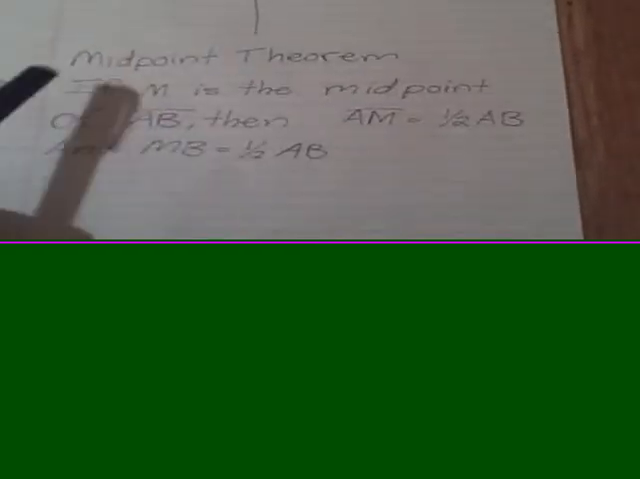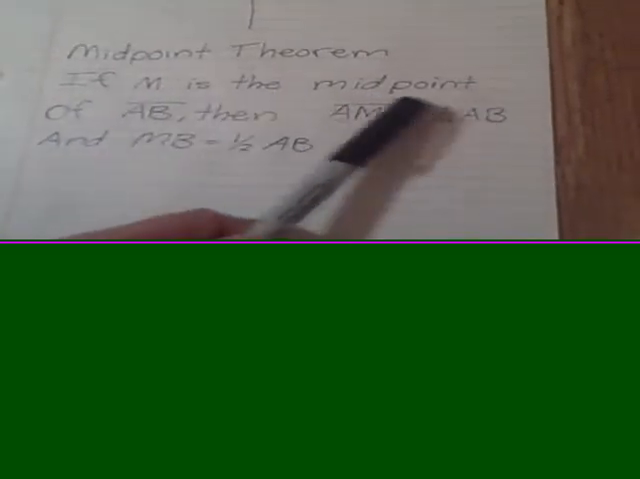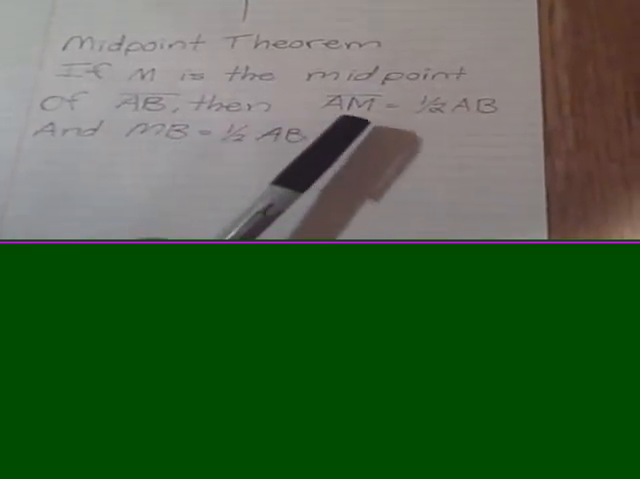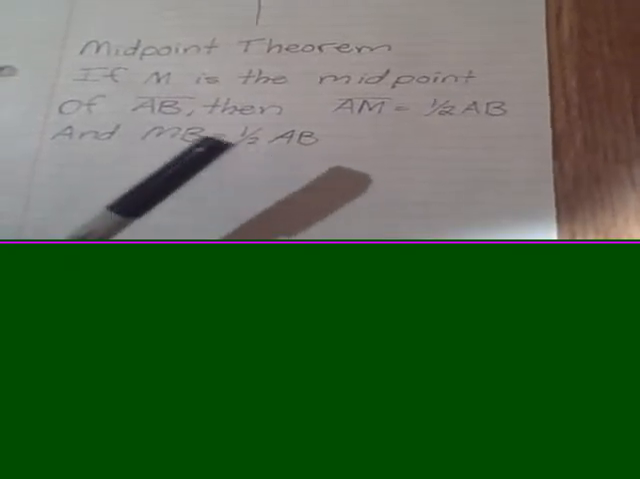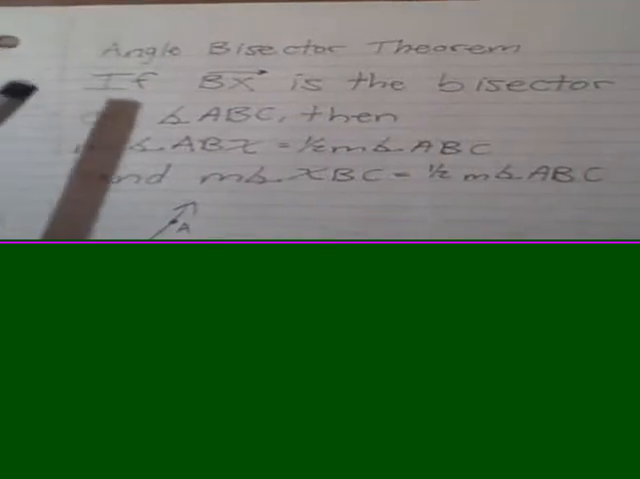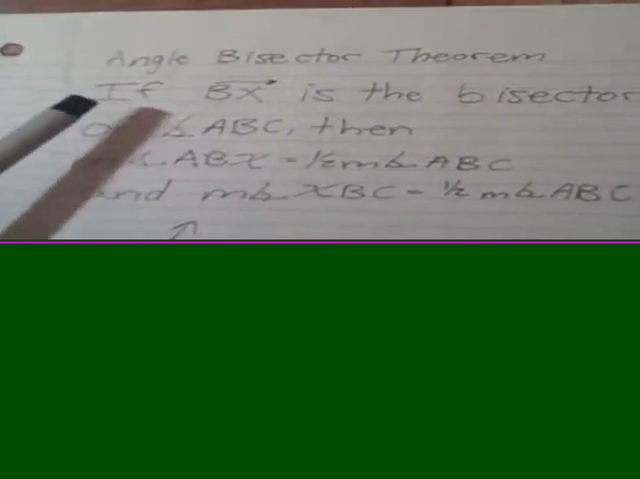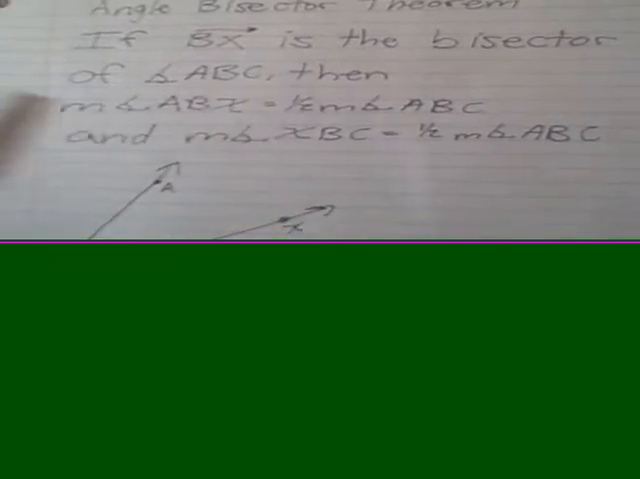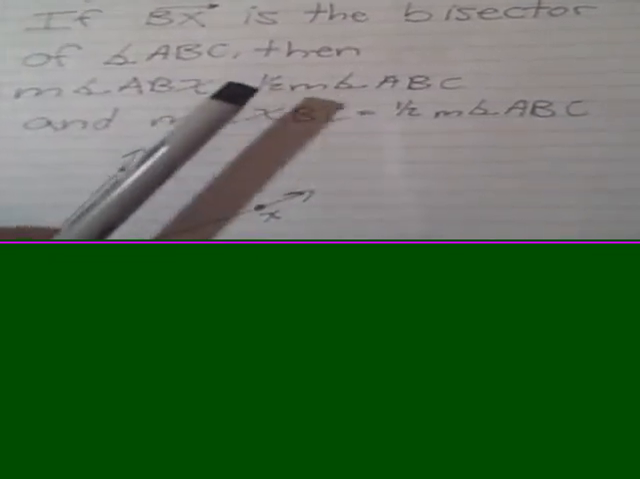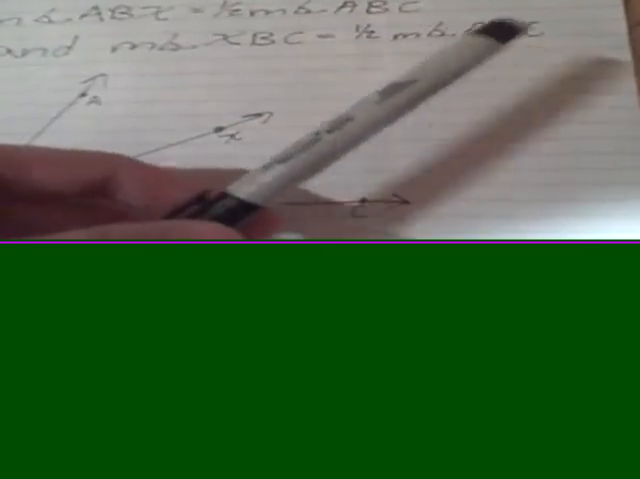The midpoint theorem. If M is the midpoint of AB, then AM equals half of AB, and MB equals half of AB. The next theorem I have to show you is the angle bisector theorem. If ray BX is the bisector of angle ABC, then the measure of ABX is half of the measure of ABC. And the measure of XBC is also half the measure of angle ABC.